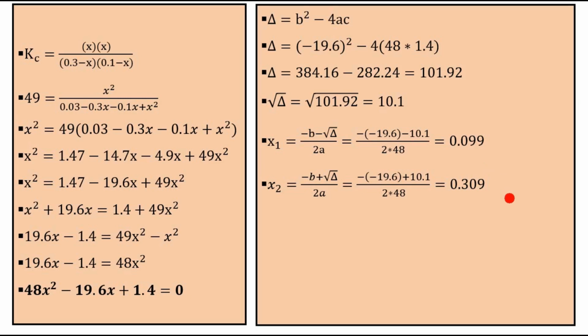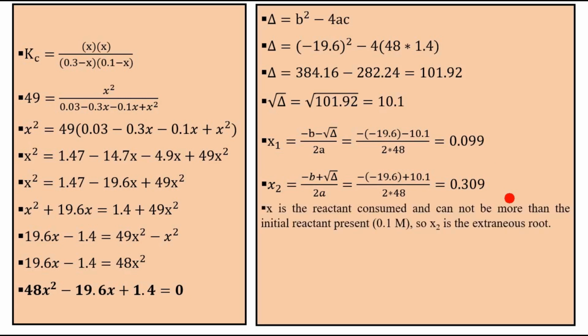So now, what was the initial concentration? The initial concentration was 0.1 molar. If the initial concentration is 0.1 molar, you cannot form product which is more than the reactant. The reactant is consumed to give the product, so it cannot be more than the initial reactant present. That means this X, which is the product formed, cannot be more than the reactant present. This x2, which is higher than 0.1 molar, is the reactant present, so in this case we rejected this root.